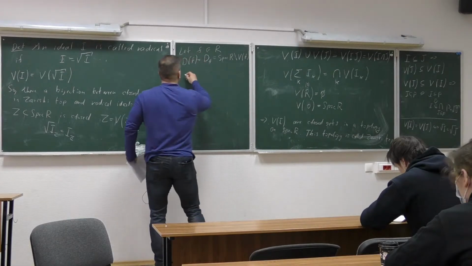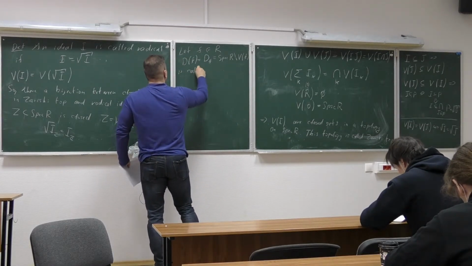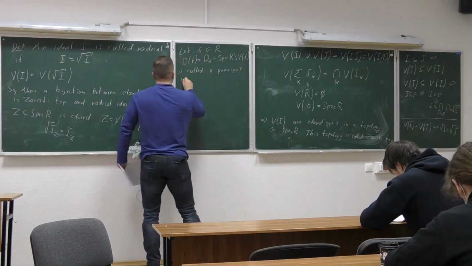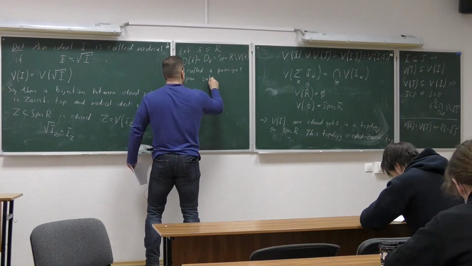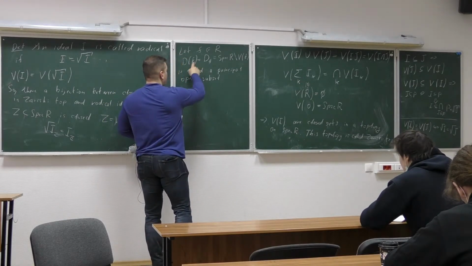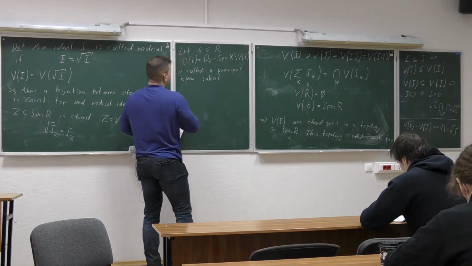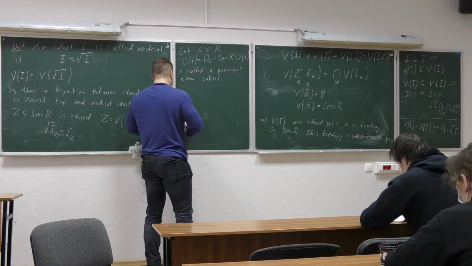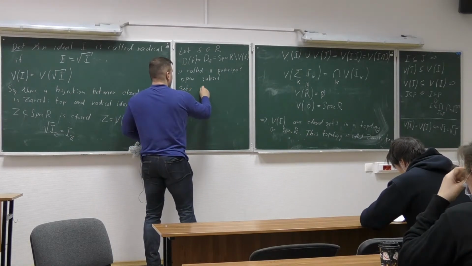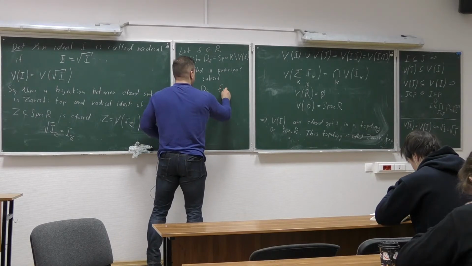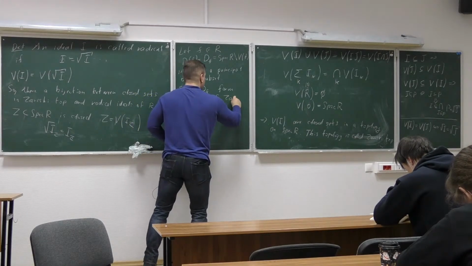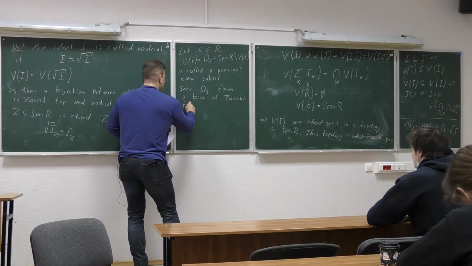Okay, so this D is called a principal open subset. So why is this an interesting family of open subsets? Well, this is because this is the base of the Zariski topology. So the sets D_F form the base of the Zariski topology.